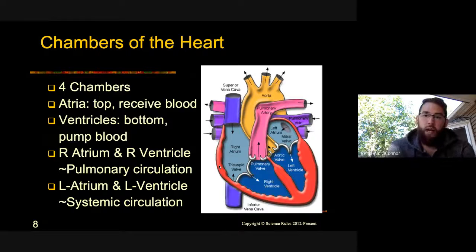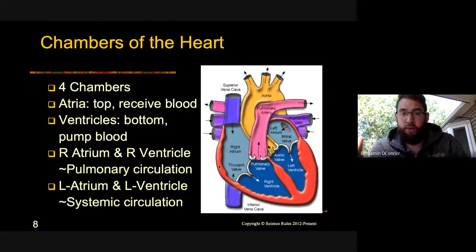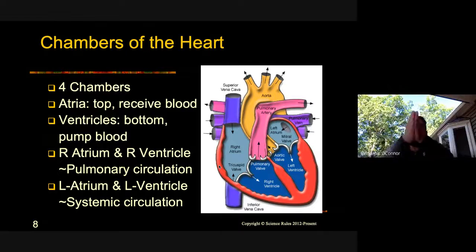And then it goes up through this pulmonary artery. Pulmonary, that prefix pulmo tells you it's in the lungs. And so, again, this is deoxygenated blood coming into the right atrium, goes down into the right ventricle, and then comes up the pulmonary artery.